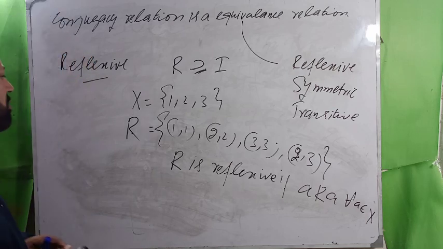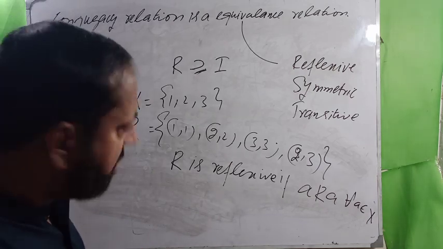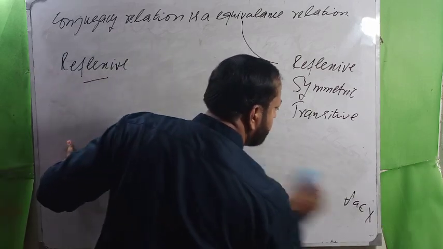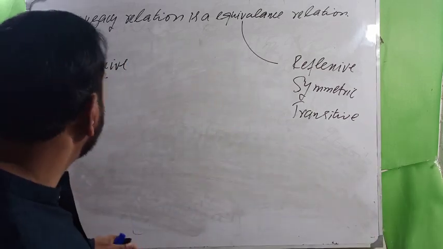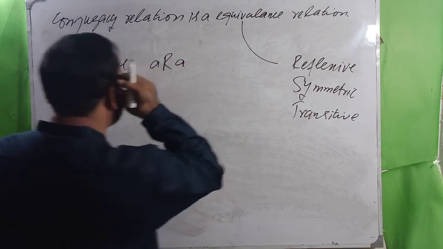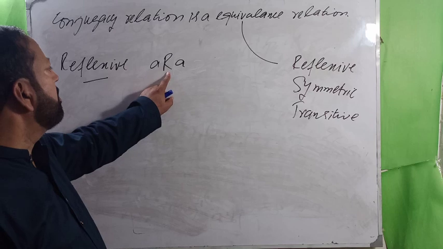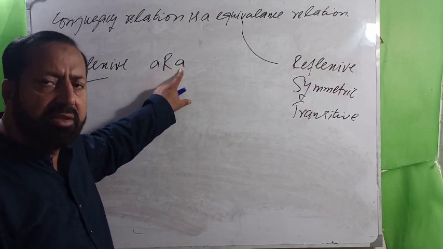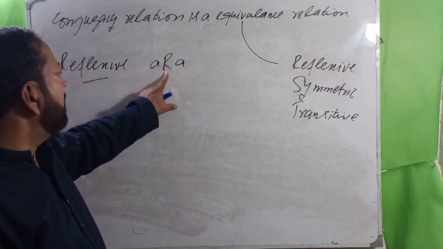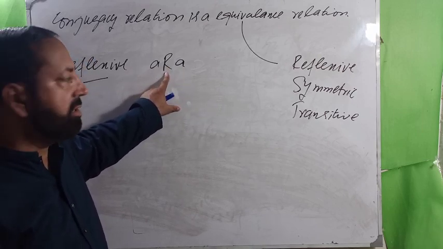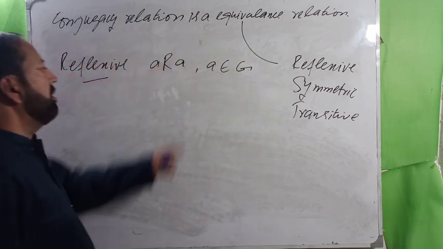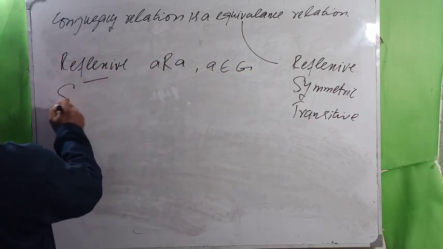Okay, so simply we write: reflexive if A related to A. Of course, if there is a relation between all elements to itself, then that relation is called reflexive. For all A belonging to G, of course A belongs to G. For every A belonging to G. And then symmetric.